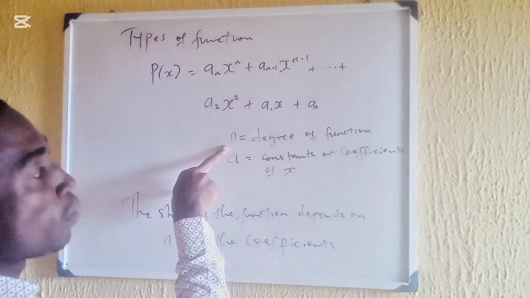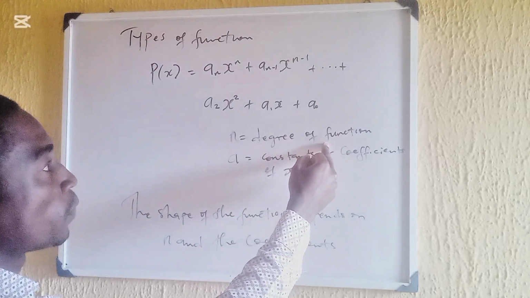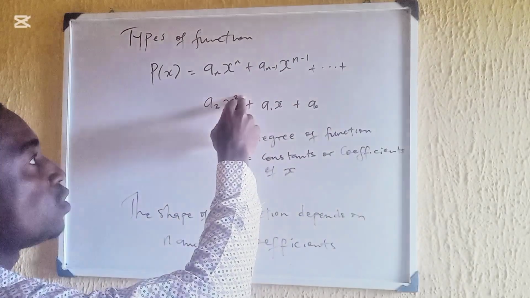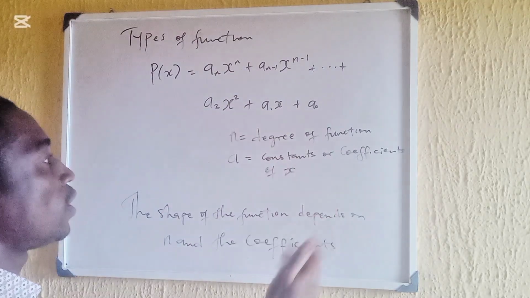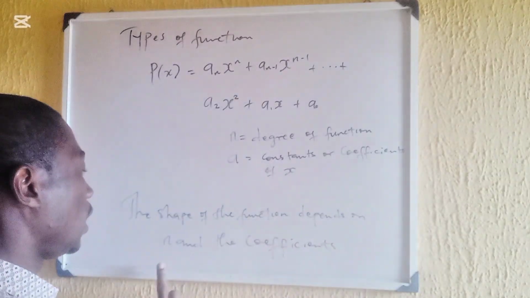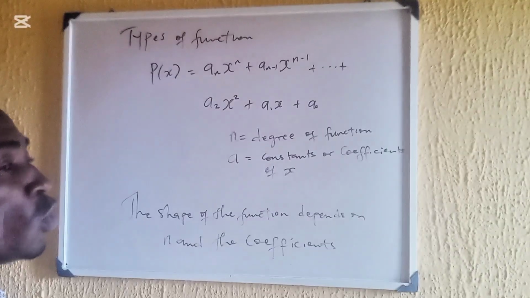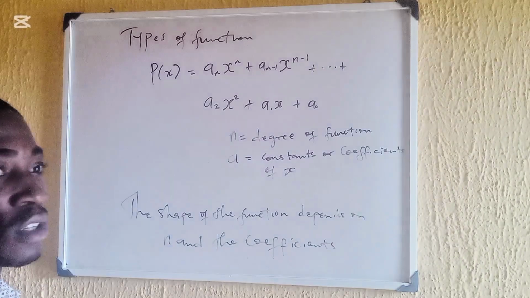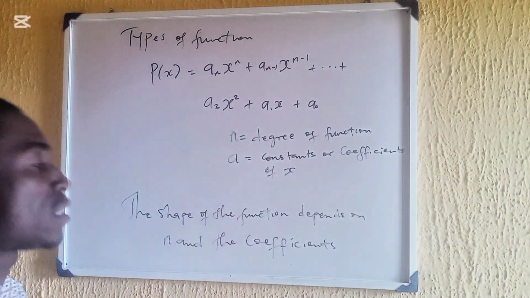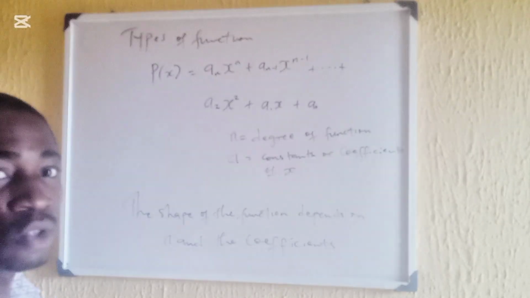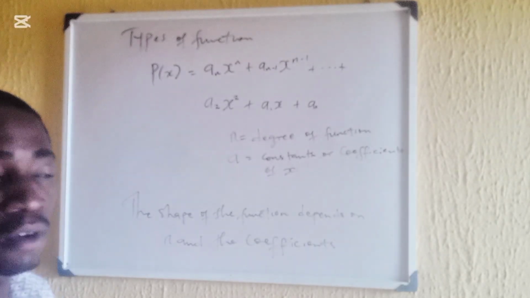Now n represents the degree of the function. So for first degree, we'll be having 1, second degree, we'll be having 2. We keep going like that to whatever degree we have in mind. Then the shape of the function depends on n and the coefficients. So we cannot say that this particular graph is the graph for polynomial functions. It just depends on the degree of the polynomial, that's n, and the constants, that's the coefficients. So we cannot plot a particular graph to represent all the polynomial functions.